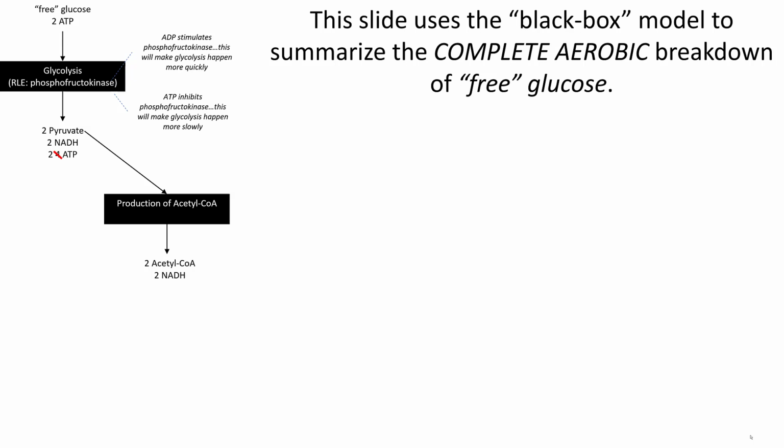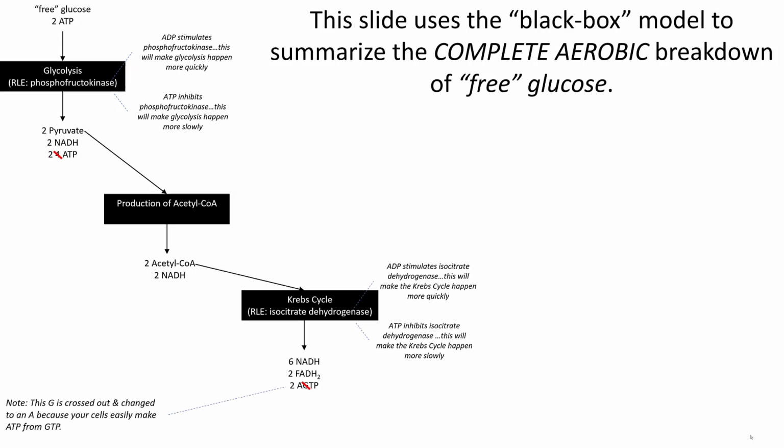The acetyl-CoA from this stage then goes into the Krebs cycle. At the end of the Krebs cycle, we get 3 NADH, 1 FADH2, and 1 GTP or ATP for each acetyl-CoA. So since 2 acetyl-CoA went into Krebs, we end up with a total gain of 6 NADH, 2 FADH2, and 2 ATP.